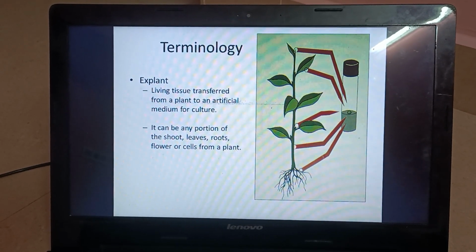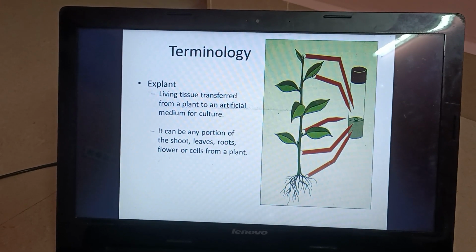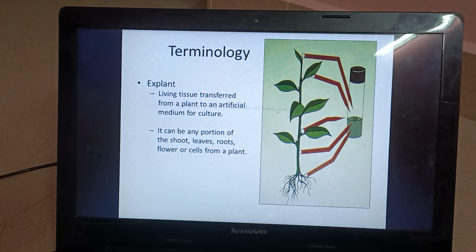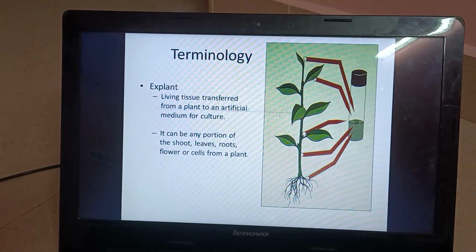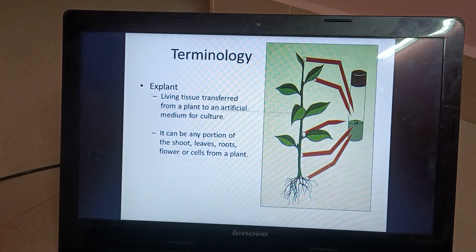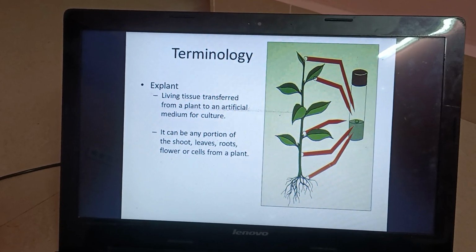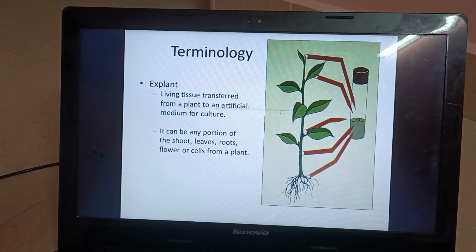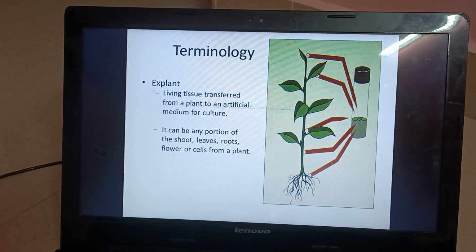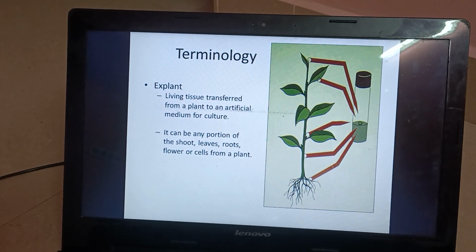The tube has some green colored substrate, which is our MS medium. If the tissue is transferred to the artificial medium, that portion can be transformed into shoots, leaves, roots, flowers, or cells. Any part of the cell can differentiate. So what is the explant? The first one we choose. If I choose the leaf portion and inoculate it into the MS medium, that is my explant.